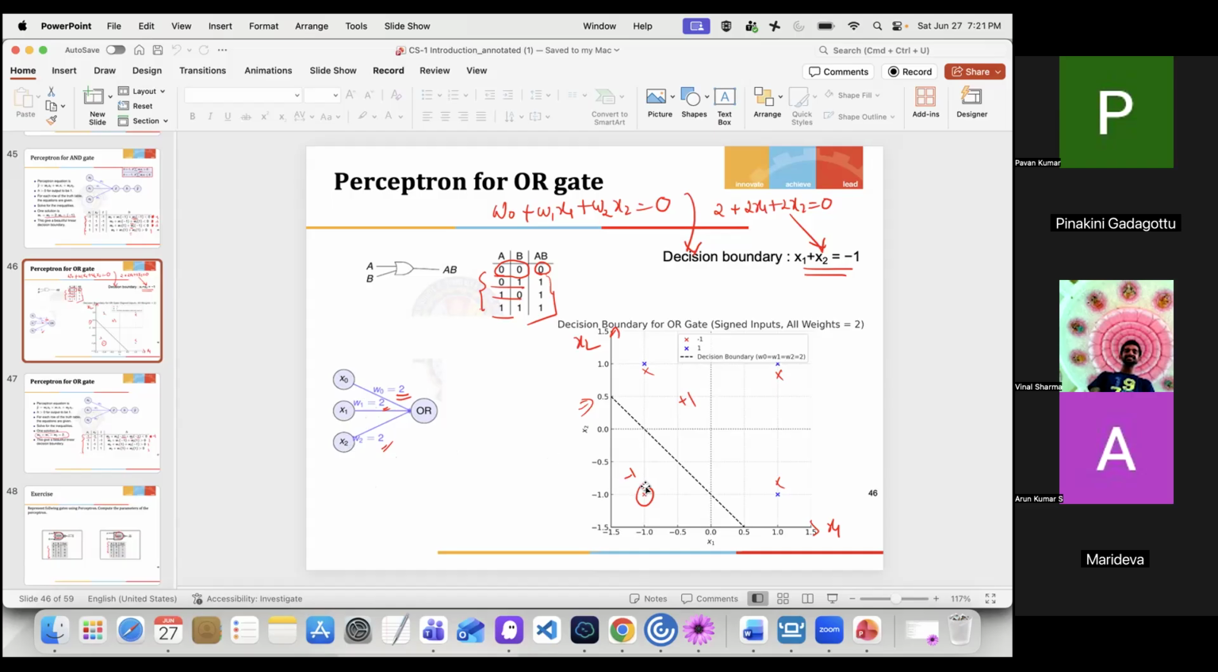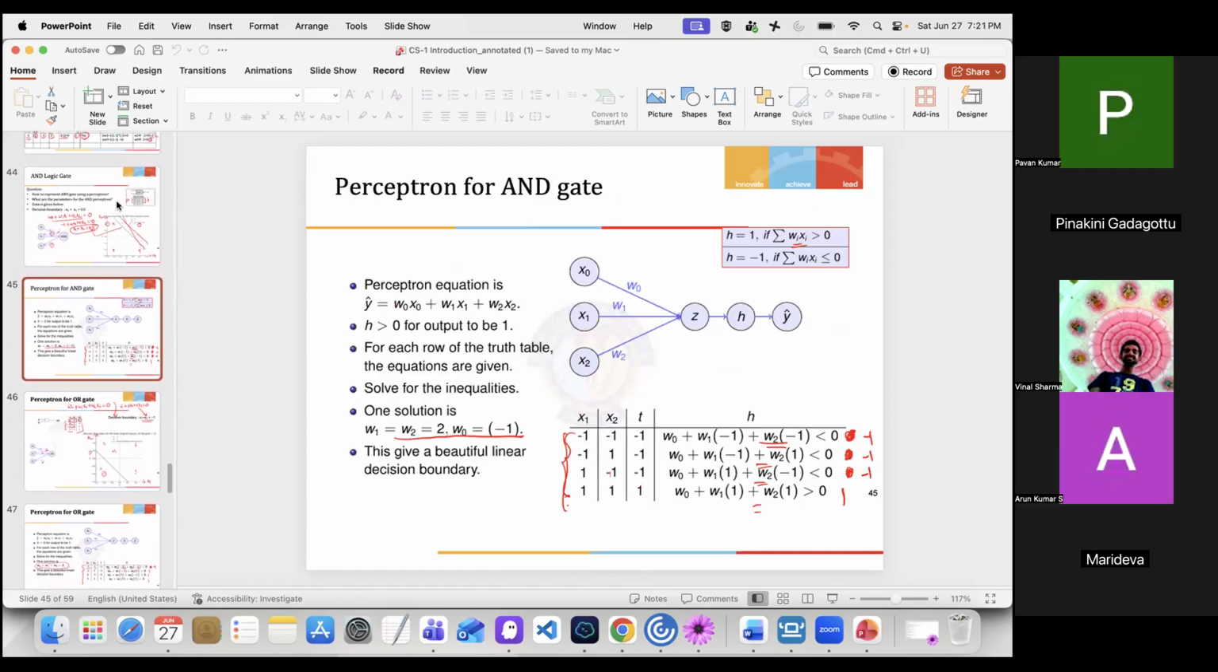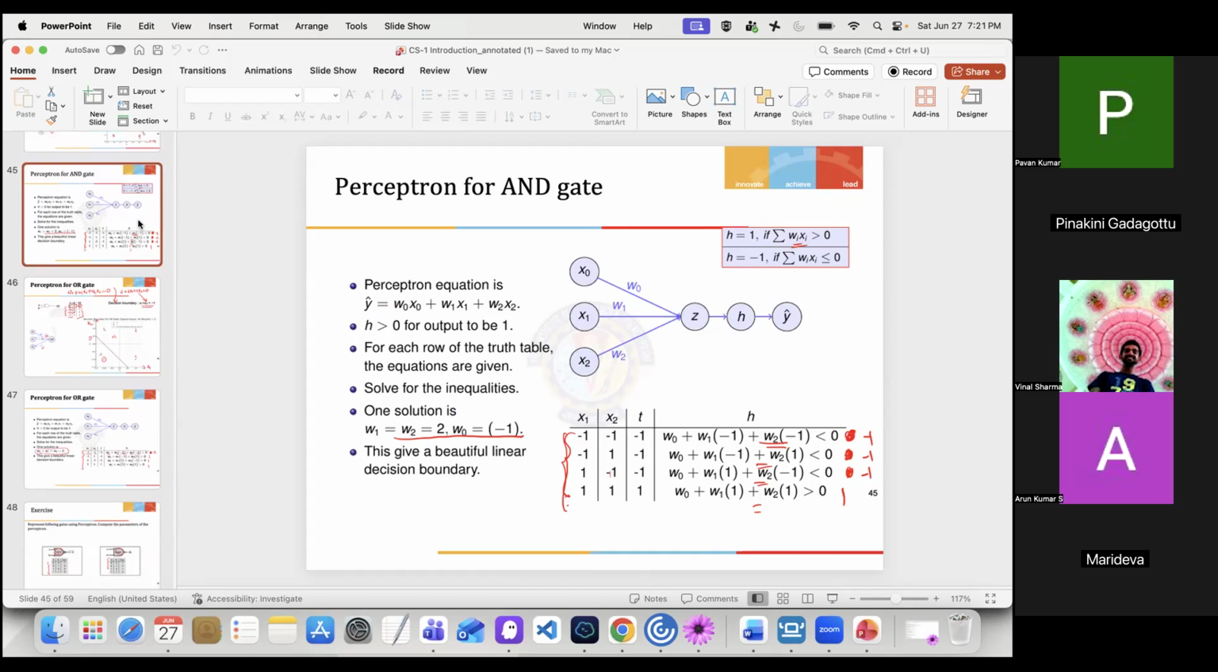Okay, so you got it right. So it can be solved with one perceptron. Those calculations are there, but I am not going into that calculation. You'll get a good idea if we go into the calculation, but I think it will take a long time. Maybe we can separately discuss that.